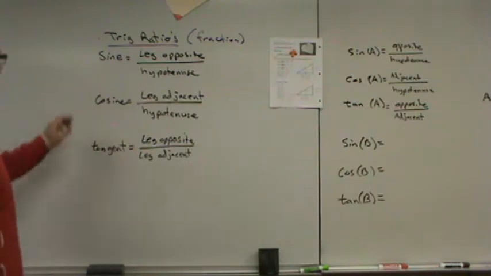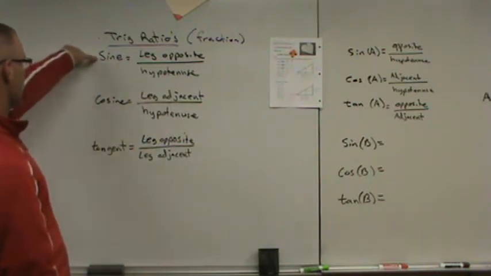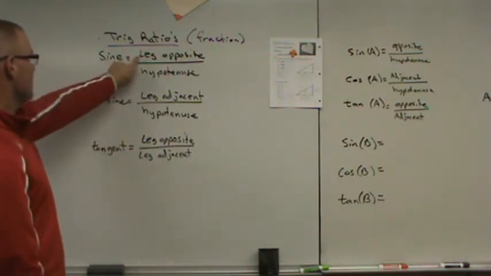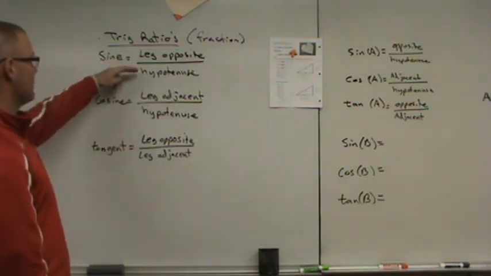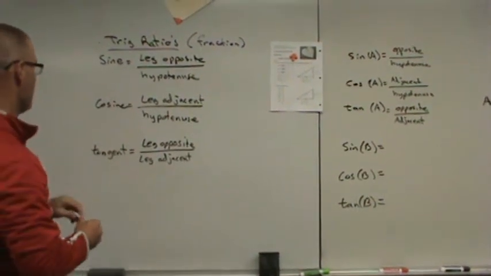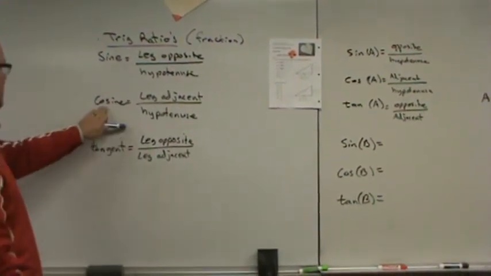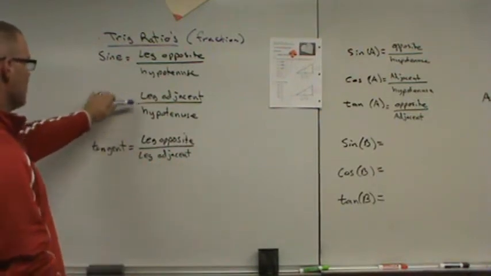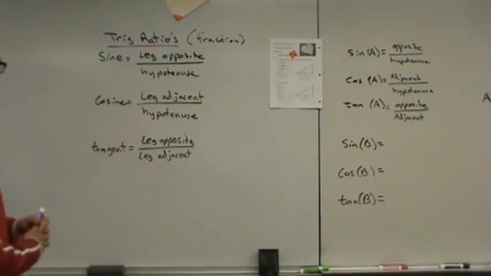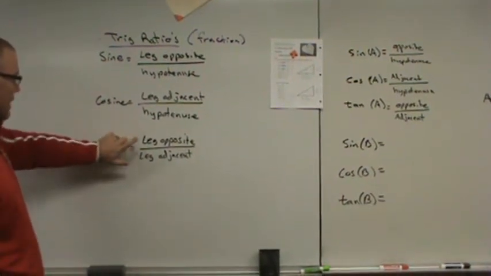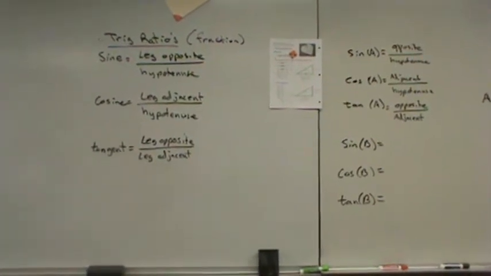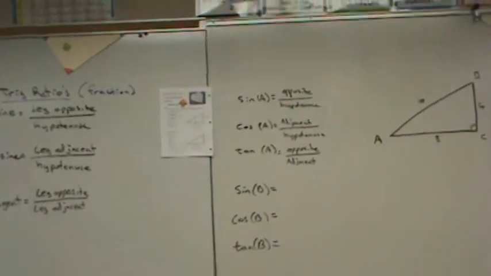The sine ratio, and we'll abbreviate sine as S-I-N, but S-I-N-E is how you spell it. It's equivalent to the leg opposite over the hypotenuse. That's how you create that ratio. The cosine, we'll abbreviate this, you'll see in a minute. Leg adjacent over hypotenuse. And the tangent ratio is equivalent to the leg opposite over the leg adjacent. So you might want to pause and write that down, maybe at the top of your paper, as a reference sheet.